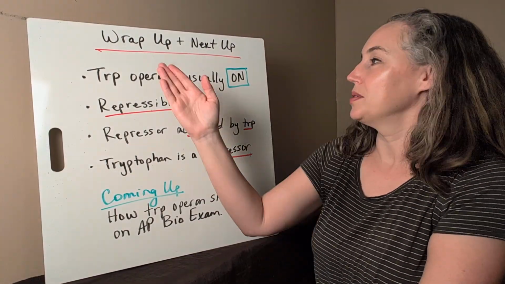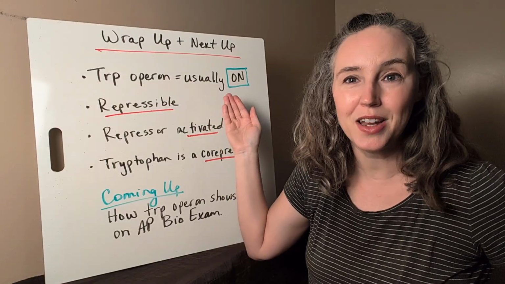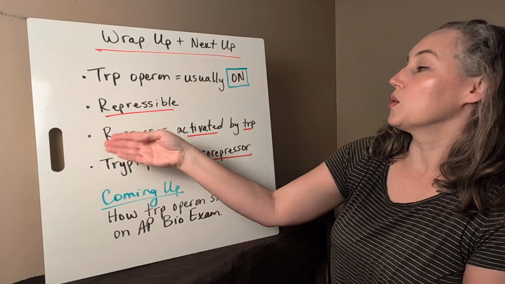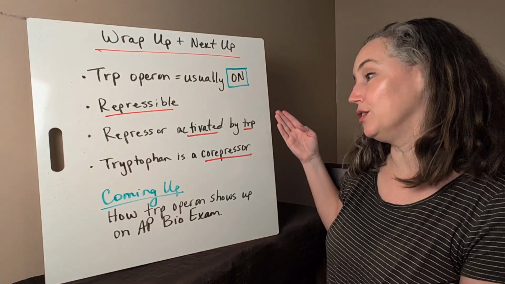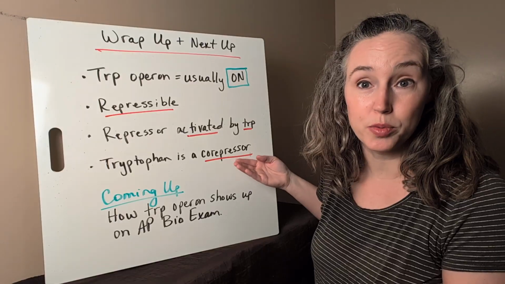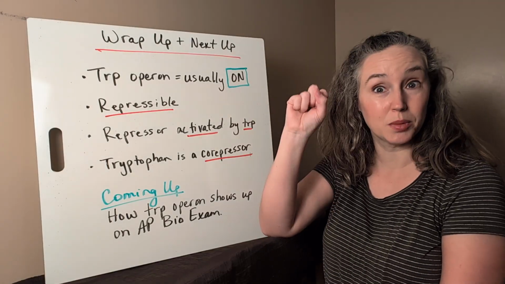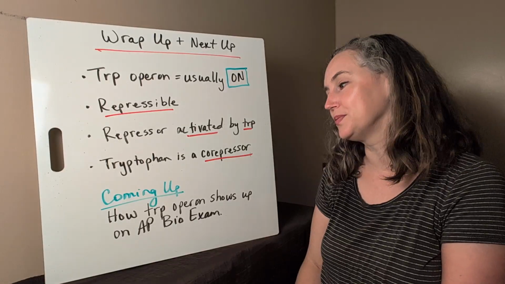So just to wrap up, the Trp operon is usually on, but it's repressible. It can be turned off. The repressor is activated by the corepressor, tryptophan itself. And like I said, tryptophan is what we would call a corepressor. So you need them to be a squad to actually repress at the operator.